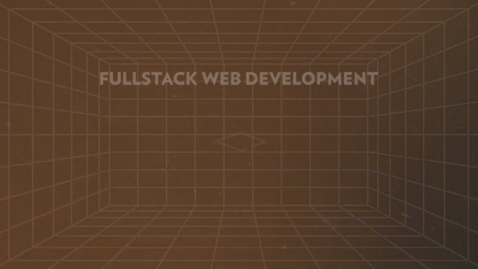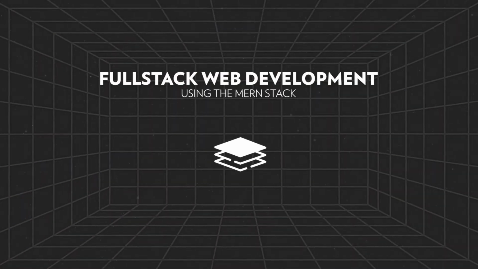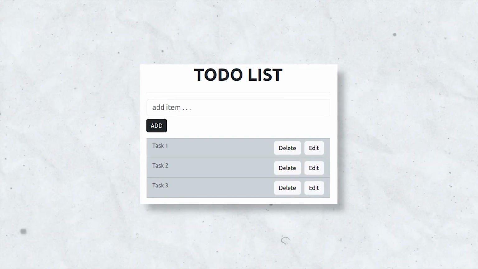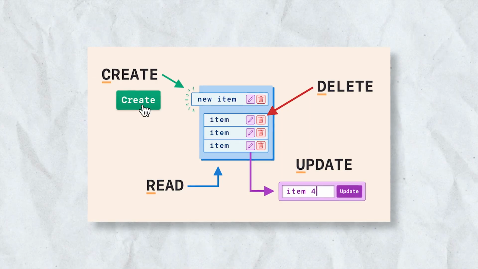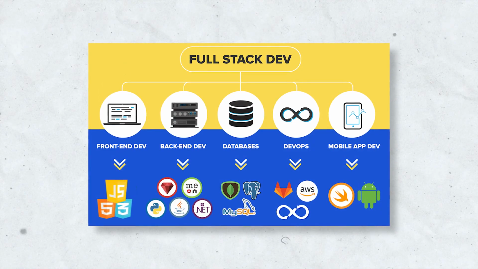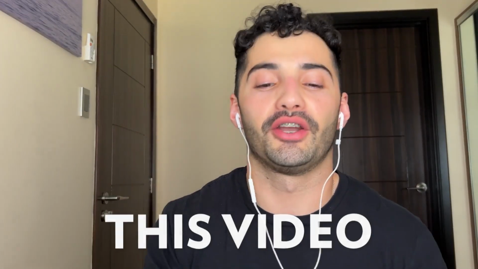In this video, we're going to learn full stack web development using the MERN stack, using MongoDB, Express, Node, and React. A to-do app is the minimal app that we can make that implements CRUD operations: create, read, update, delete. We're learning the essential fundamentals of full stack web development. This video is going to teach you that.